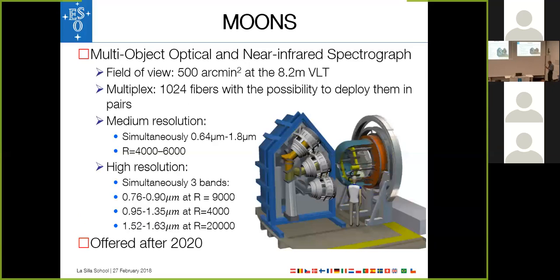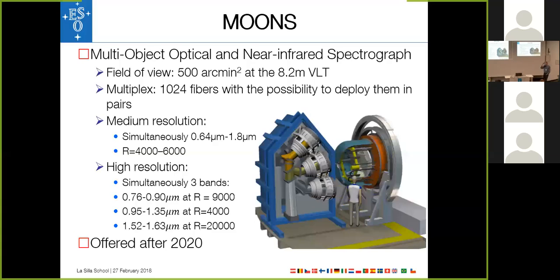MOONS. So the next two instruments I'm going to talk about are high multiplex spectrographs, working with fibers. MOONS goes to one of the 8-meter telescopes, one of the UTs. It has a multiplex of 1,000, and some of them can be deployed in pairs. That has to do with the sky subtraction.